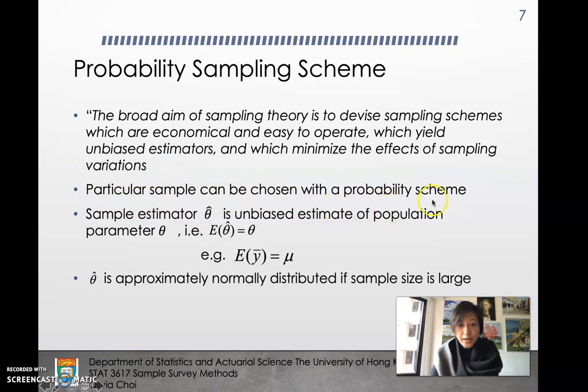A particular sample can be chosen with that probability sampling scheme. So under a particular sampling scheme, we would say the sample estimator theta hat is the unbiased estimate of the population parameter theta. For example, if I estimate the average under simple random sampling, the expected value of our sample mean would equal the population mean mu. In this case, it is an unbiased estimator of the population parameter. If the sample size n is large enough, the estimator theta hat would be normally distributed.